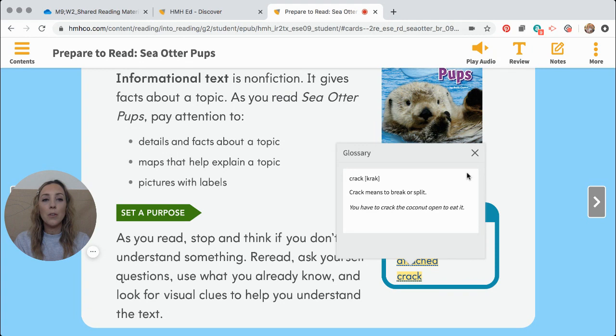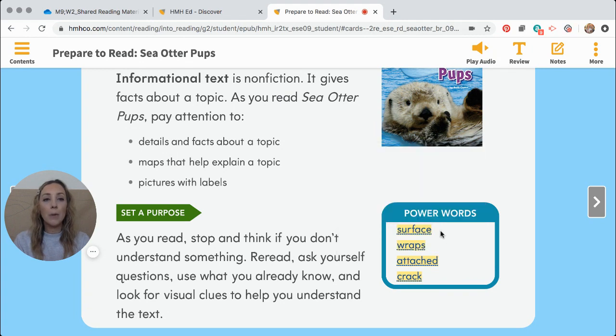Okay, so let's go through these 4 power words together. Ready? I want you to read it out loud with me. Here we go. Surface, wraps, attached, crack.